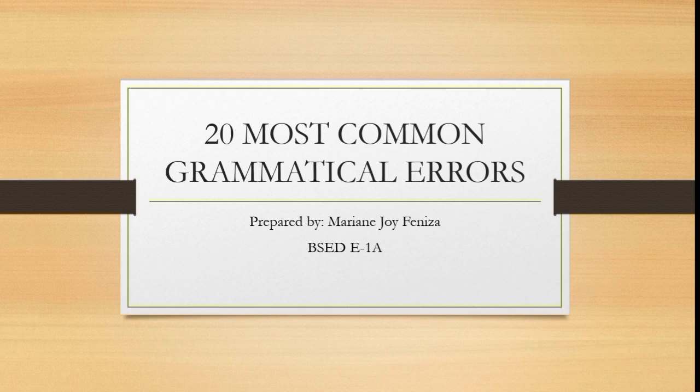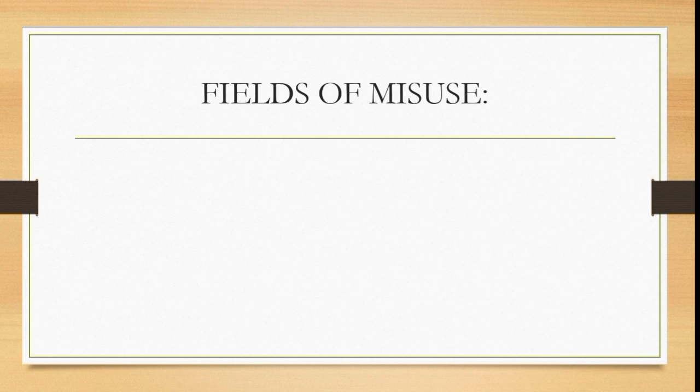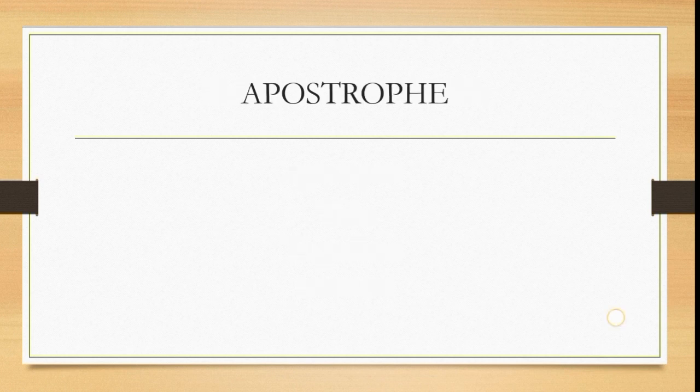In English. To start with, we have the fields and misuse, in order to summarize and specify in which fields or aspects people usually make mistakes in grammar. We have here the mistakes in apostrophes, verbs, prepositions, and sentences.